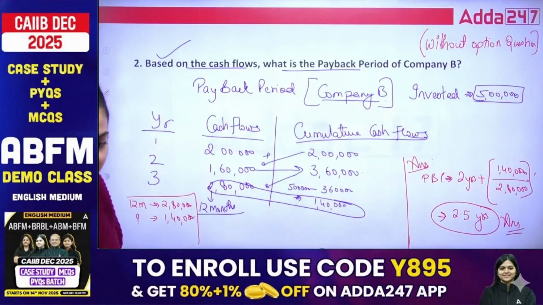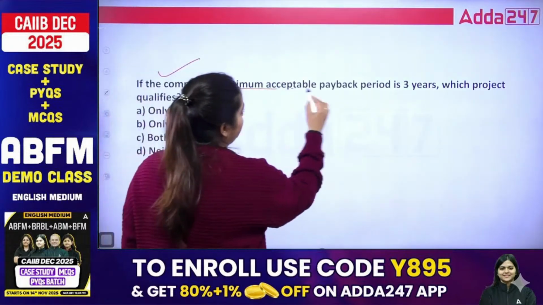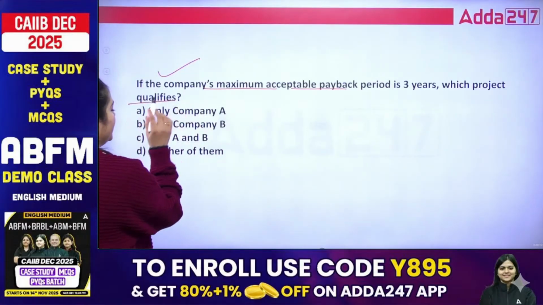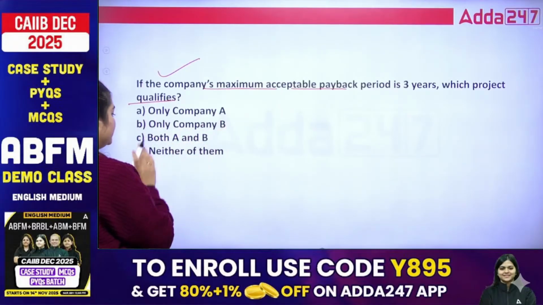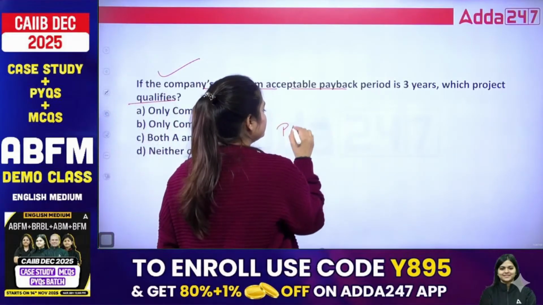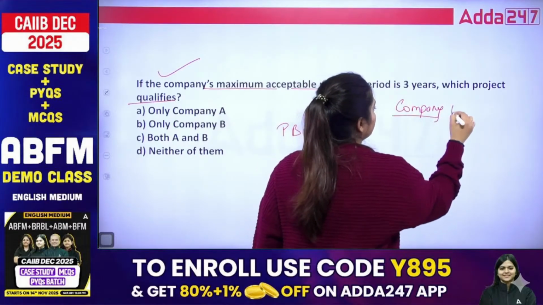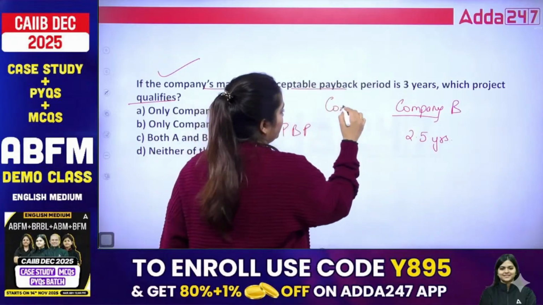Now let's see your next method here. Next question, I mean. If the company's maximum acceptable payback period is 3 years, which project qualifies? A only company A, B only company B, C both A and B, D neither of them. Now we know the payback period for company B. Just now we calculated it, that is 2.5 years. Now we need to calculate for company A.